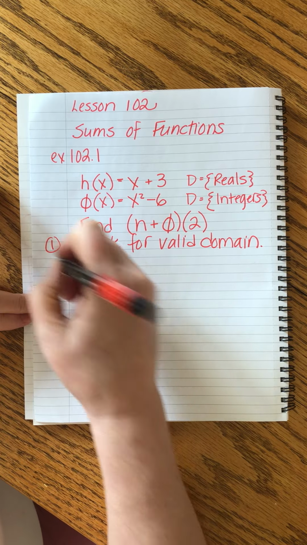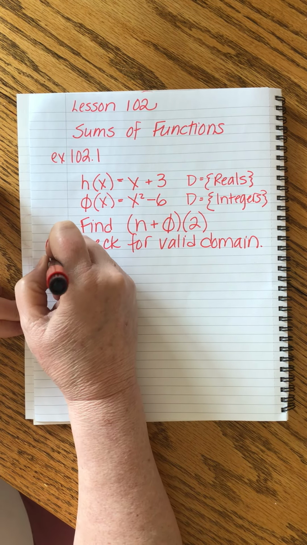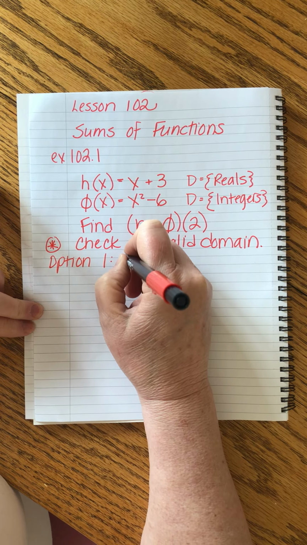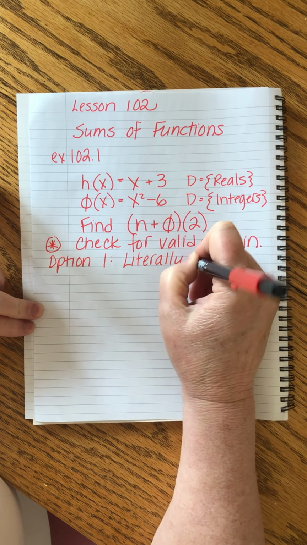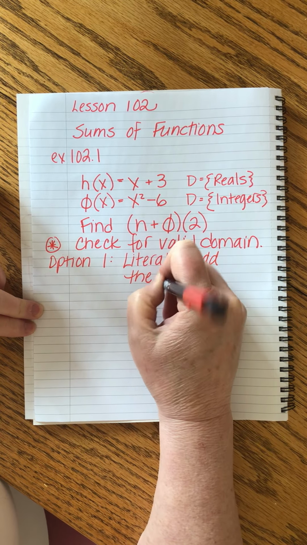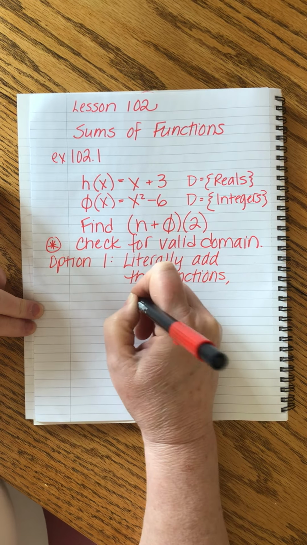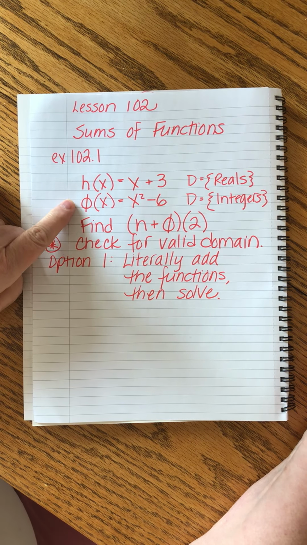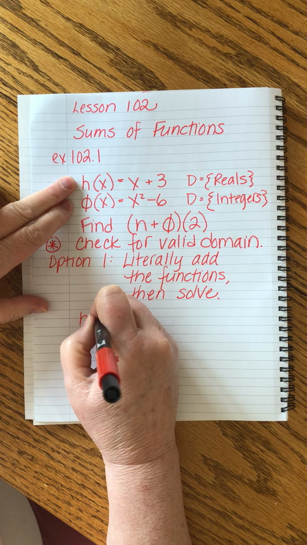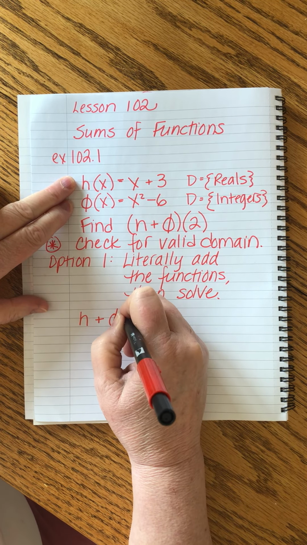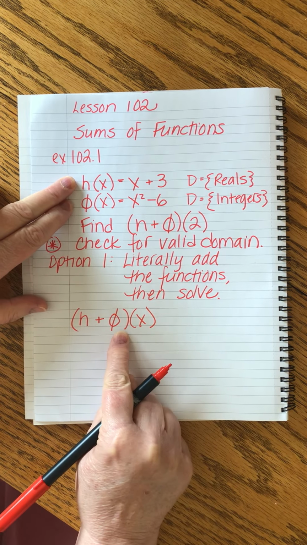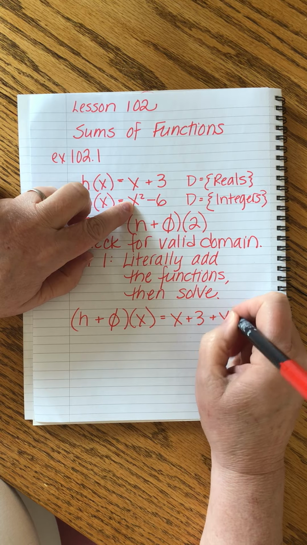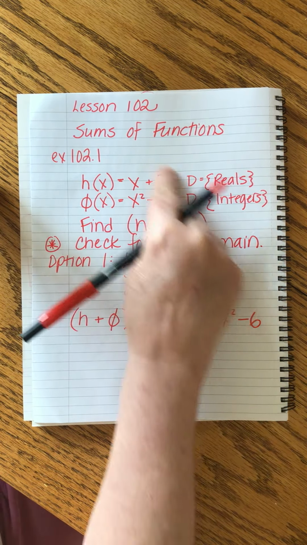So now we actually do the adding, and I'm gonna call that an asterisk. I'm not gonna call that a step one, but it is step one. The first, we have options. In the first one, we literally add together the functions. So I'm just going to look at them right there. I'm not going to copy them over. If we want the h plus, not theta, but pretend it is, of x, if we want to add them, it would simply be, we can just do it in order, x plus 3 plus x squared minus 6. We're just adding together all of the elements.